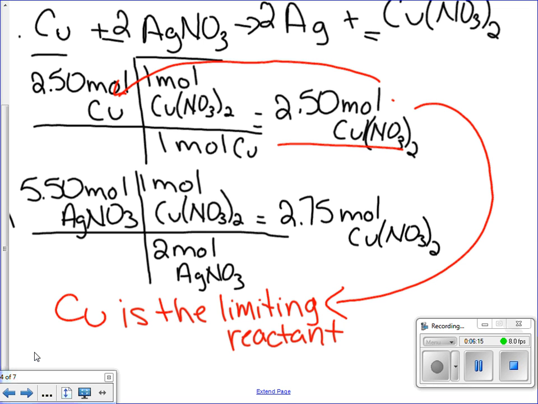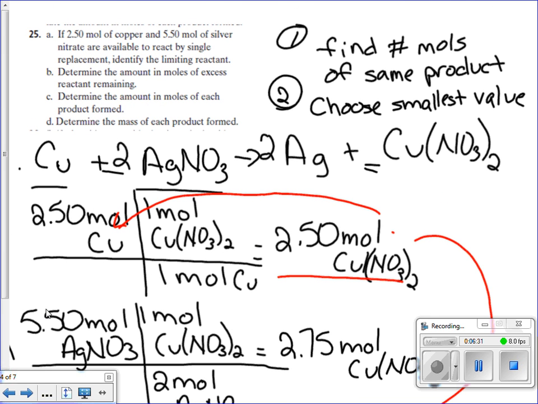All right, so anytime you have a limiting reactant question, you take both your values, you convert them to moles of the same product, and then you choose the reactant that gave you the smallest answer. So that's all we had to do for A, was identify it.